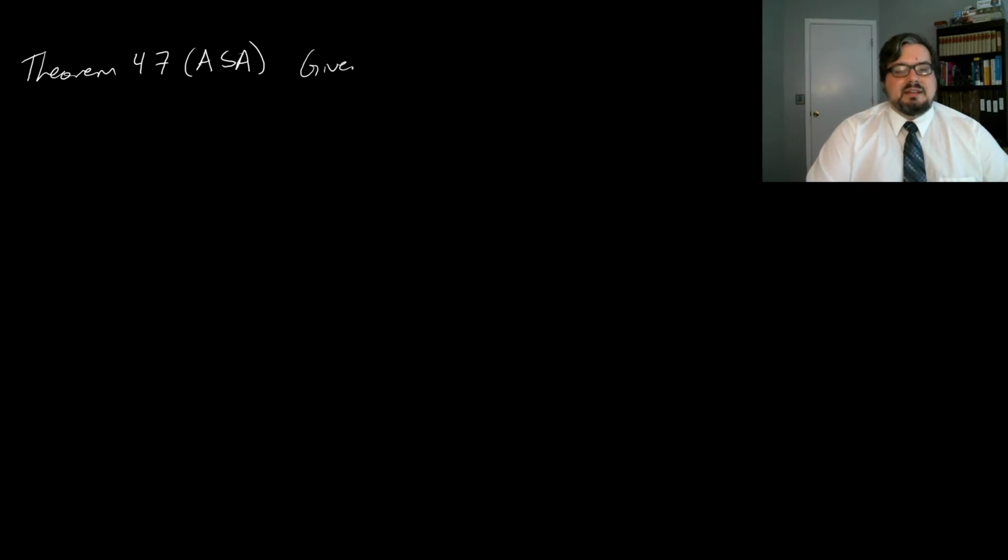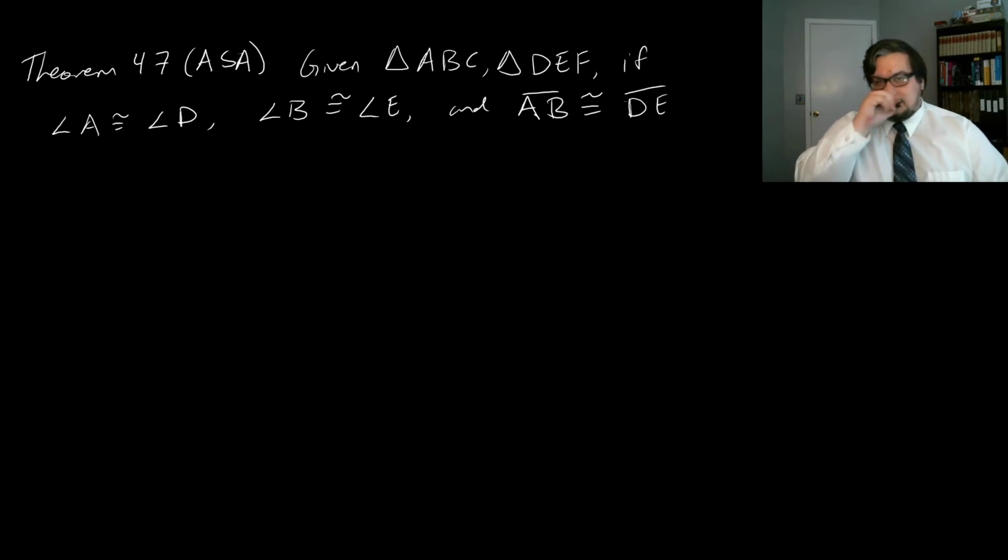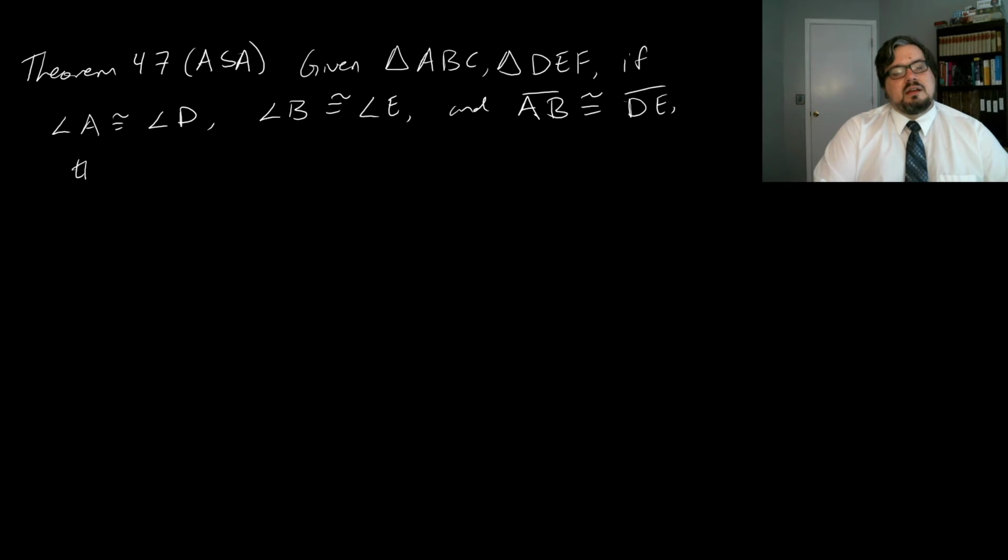It says, given triangle ABC and triangle DEF, if we have that angle A is congruent to angle D, angle B is congruent to angle E, and the segment that lies between those two angles is congruent to the corresponding segment that lies between the two angles on the other triangle, then triangle ABC is congruent to triangle DEF.